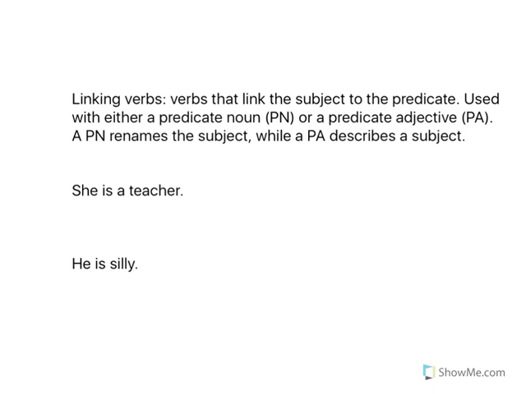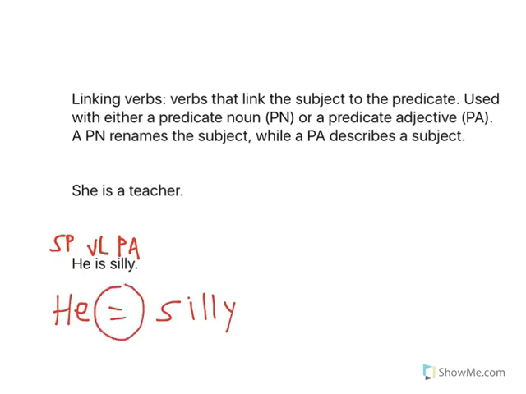The next one says, he is silly. Is, again, is going to be our linking verb. Silly is now going to be a predicate adjective because silly is a word that is describing he. Silly is an adjective, so that's how we know that it's a predicate adjective rather than a predicate noun like teacher was. He is going to be our subject, and again, he equals silly. Is, our linking verb, is going to be our equal sign. It links he to silly.